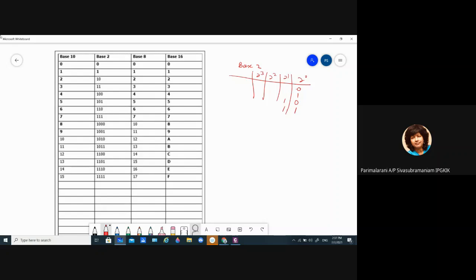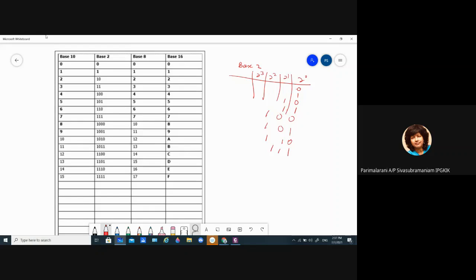And then when you add one more, it moves to the next place value. So this becomes 1, 0, 0. The next number is 1, 0, 1. Then 1, 1, 0, and then 1, 1, 1, and so forth.